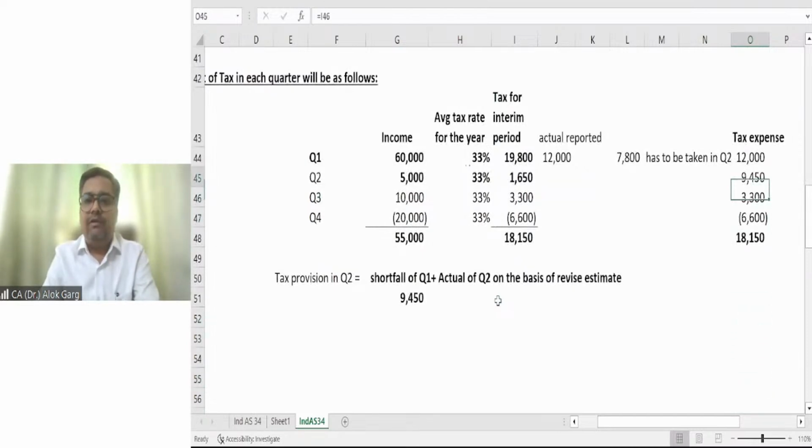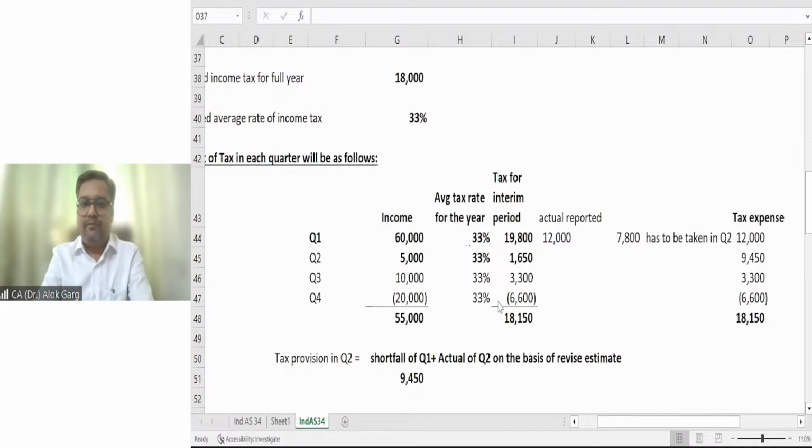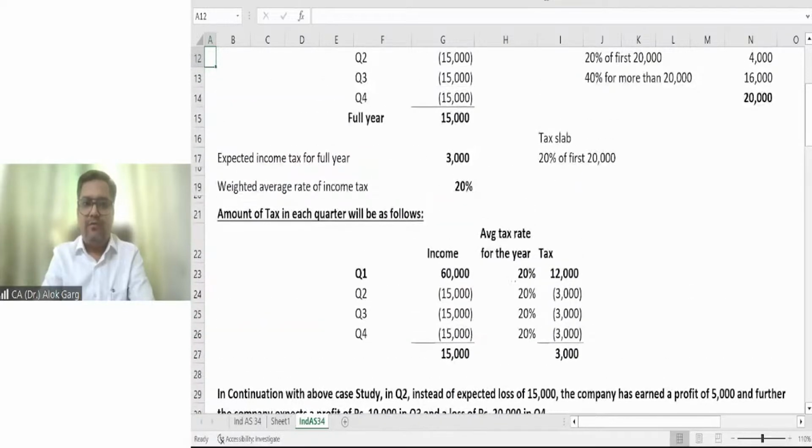Friends, do let me know if you have any query in this question. Have you understood or you haven't understood? I have solved the illustration from the ICAI study material. I have also made this question complex, and I have also shown you the situation, what happens when we move the estimation, because it's an estimation, it may change, right? So how to compute the tax provisions? I hope it is clear to all of you now.